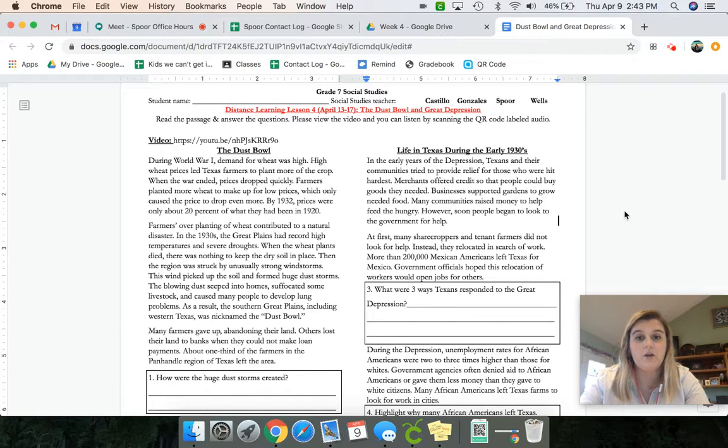So number 3, what were 3 ways Texans responded to the Great Depression? So 3 ways. Look in these 2 paragraphs.